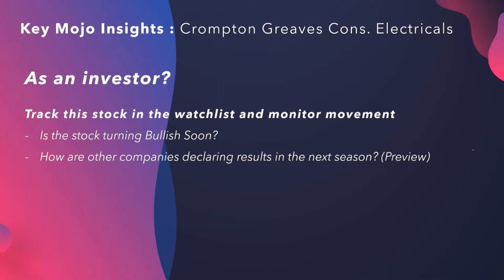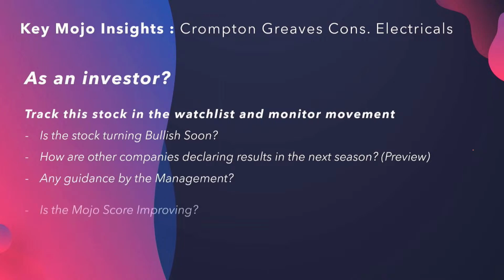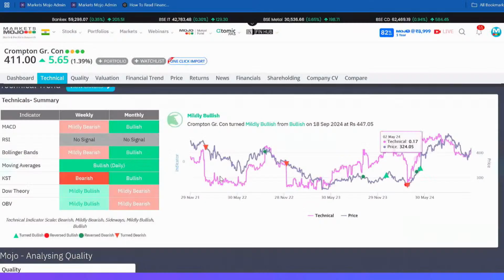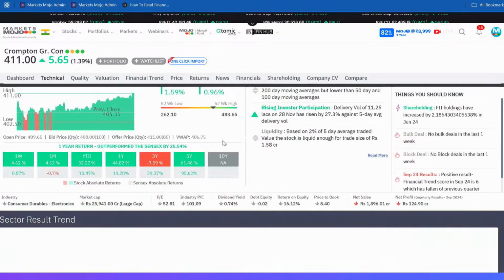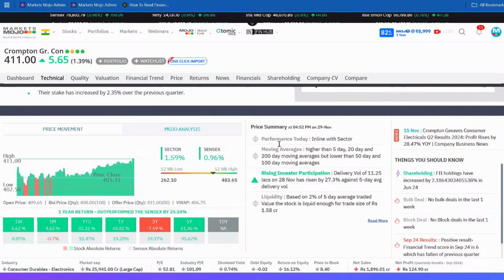Once you add it to your watch list, check the technicals. Also check if other companies are declaring results and how they are doing. Okay, if they are doing well, then we can understand that, okay, this particular company might also do well in the next season. Any guidance by the management. Okay, if the management comes out and talks anything about Crompton Greaves is where you can take a call. And is the Mojo score finally improving? Okay, the score of all scores, the Mojo score, if there is any improvement from 68 to 70, 75, as an investor, you would be comfortable entering this particular segment.